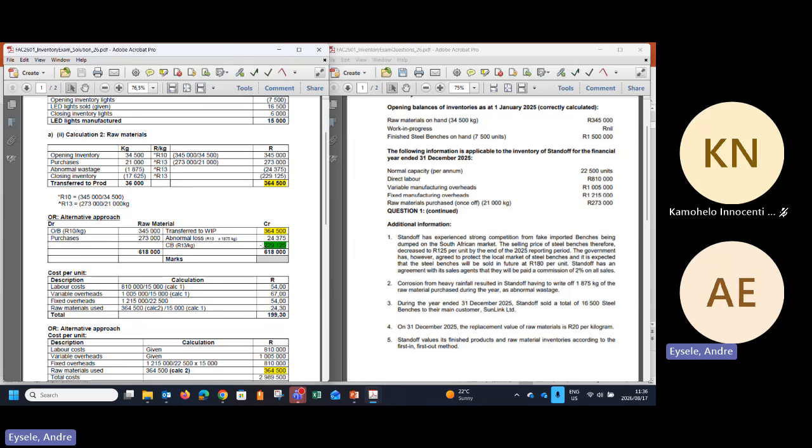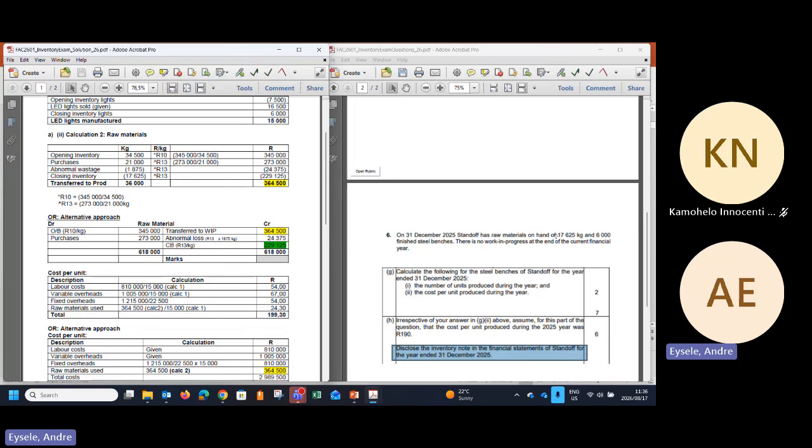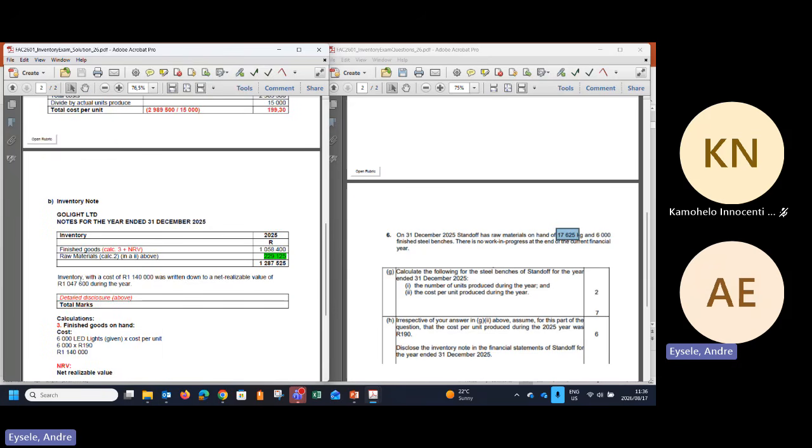How did we get that? Sorry, the raw materials 229125, while your closing stock value they gave us as 17625 kilograms. That's your closing stock on hand when you did the physical stock count at year end. You got 17625, and that 17625 was multiplied by 13 rand as your stock value. Okay, and that is 229125.